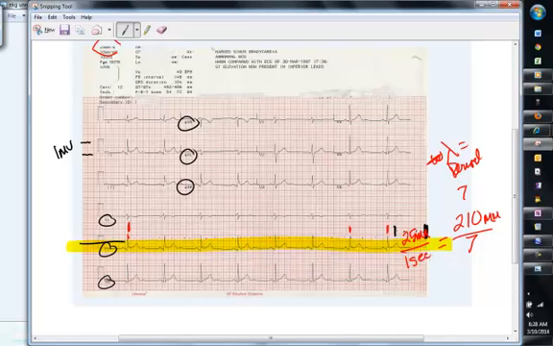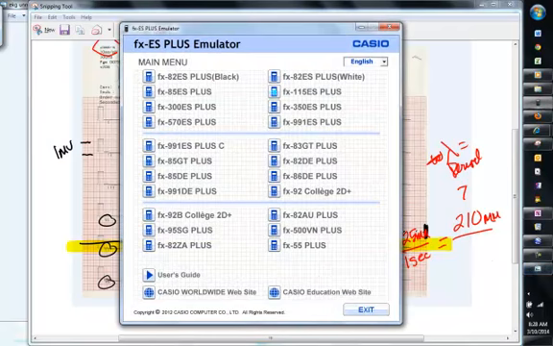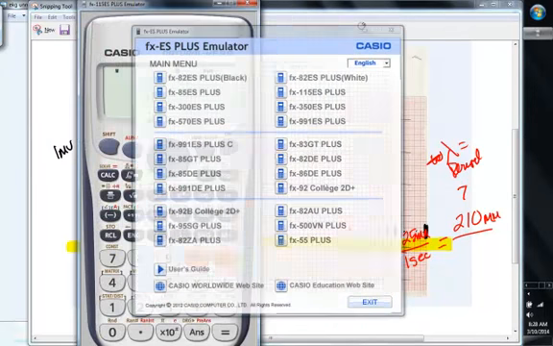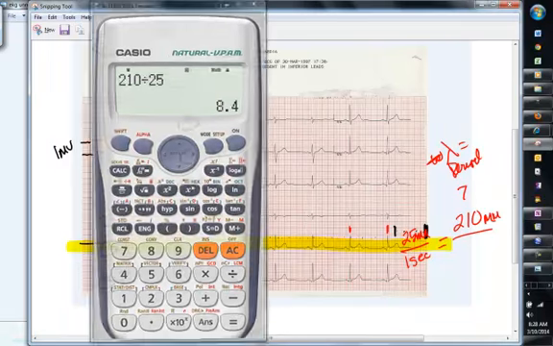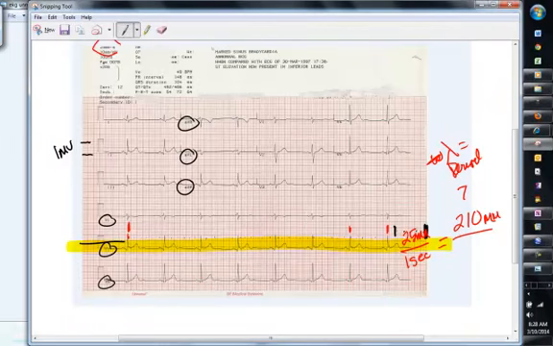So I'm going to erase that 7 for just a second. 210 millimeters is how many seconds then? Let's get out our calculator, cross multiply and divide. So we would take 210 divided by 25, which is 8.4 seconds. So we have 8.4 seconds for 7 waves.